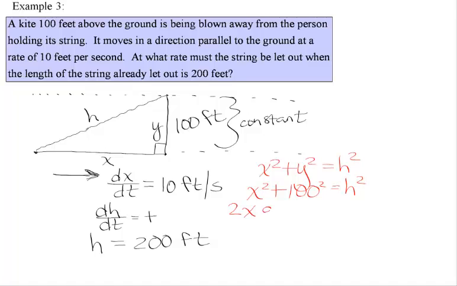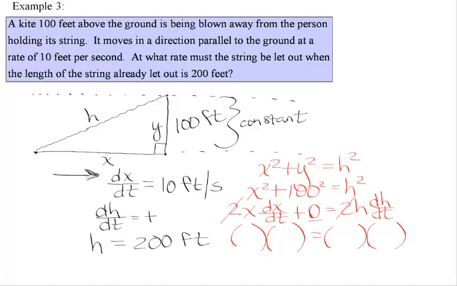I will do as I've always done before, implicitly differentiate with respect to t. Divide every term by 2. Remember, 0 divided by 2 is still 0. Now, plug in the values that I know or can find. I don't know what x is, I'll have to work that out. They tell me dx/dt is 10, they tell me h is 200, and they want dh/dt.